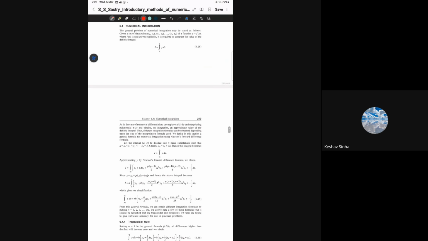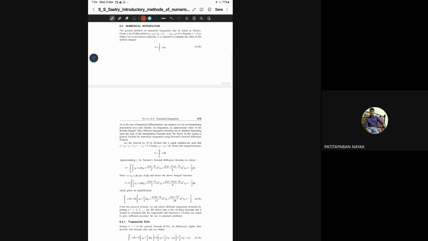Next one would be numerical integration. So can anyone tell me what you mean by integration? What is the meaning? Sir, geometrical meaning. Yes. If we draw a curve for that equation, then the area under the curve gives us the value of integration. Yes.